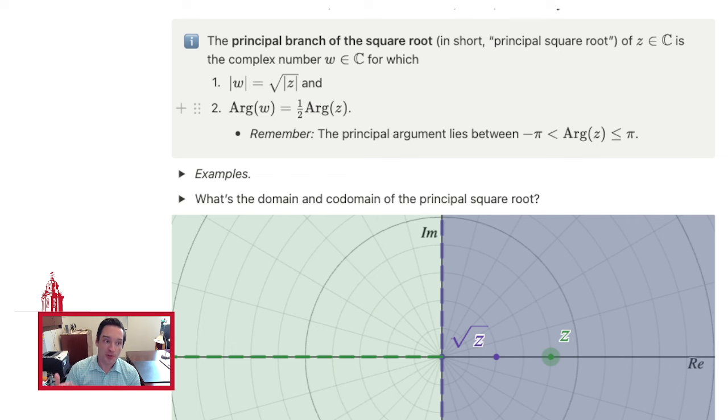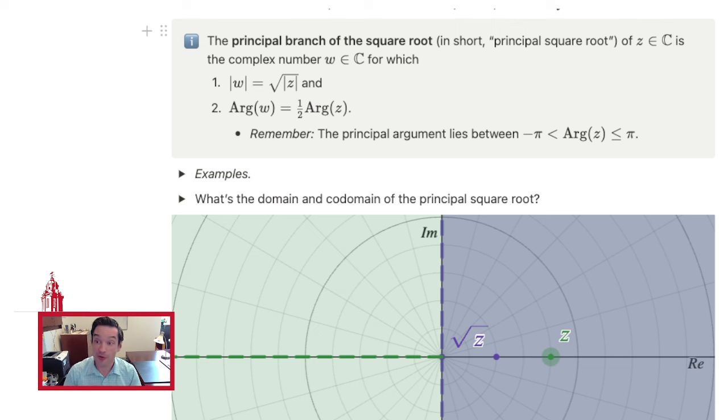And to do that, we just define the principal branch of the square root using the polar form of a complex number z. We define the principal square root of z to be the number w, which has modulus equal to the square root of the modulus of z. So its distance from the origin gets square rooted, if you like, in the complex plane. And the principal argument of the square root is half of the principal argument of z. So it square roots the modulus, and it cuts the principal argument in half.